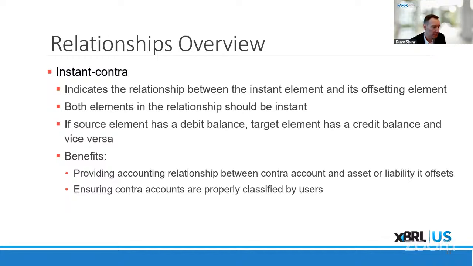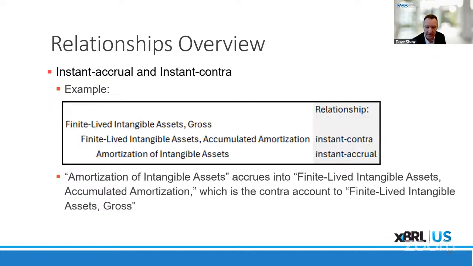And so the example we have here listed on this slide, it shows how these two relationships work together in concert to provide that information. So at the top, we have finite lived intangible assets gross, and that has an instant contra relationship with finite lived intangible assets accumulated amortization. So the accumulated amortization is contra to the gross assets, as we as accountants all know that. And the amortization of the intangible assets, that's the instant accrual into the contra account of accumulated amortization.